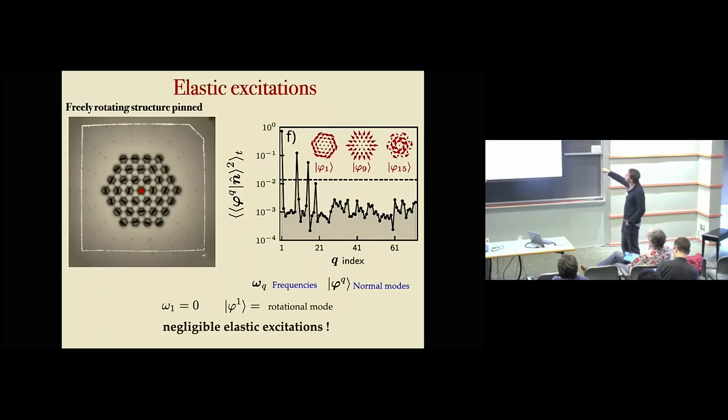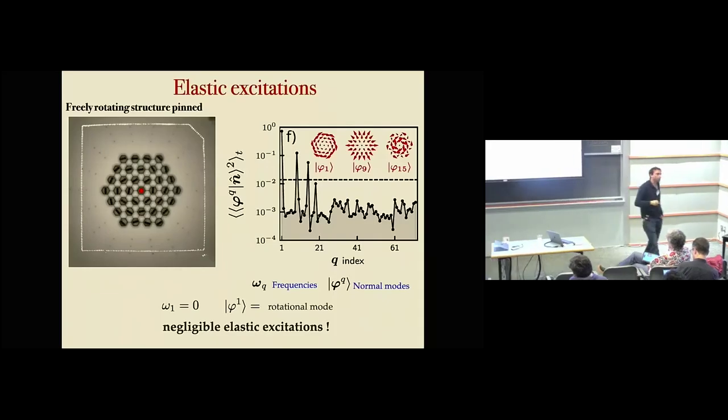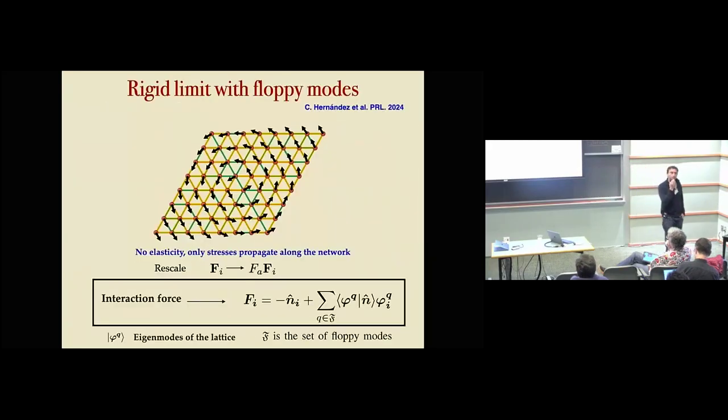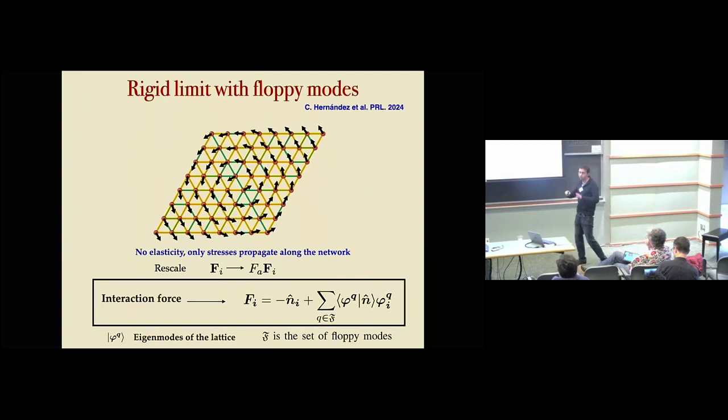And we can see that only the rotational mode is strongly excited, and all the others are orders of magnitude less excited. So what we realize is that we can neglect the elastic excitation for this kind of behavior. And that allows us to simplify our problem enormously, because then we can consider that there is no elasticity and the system is not deforming, but it's just rigid interaction. So still we have stress that propagates along the system, but without elasticity.